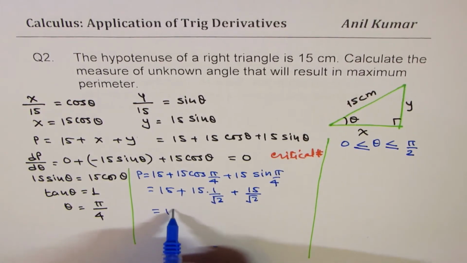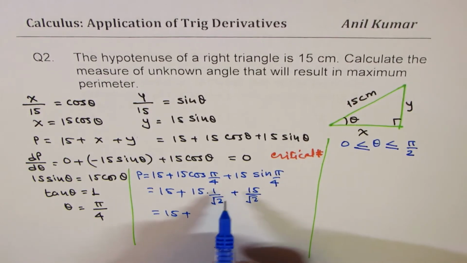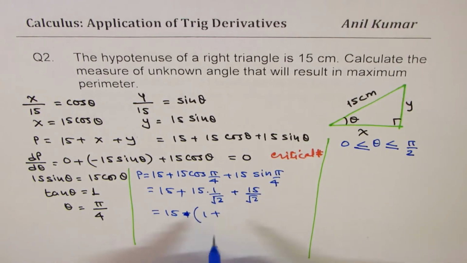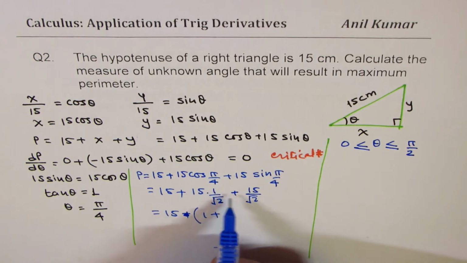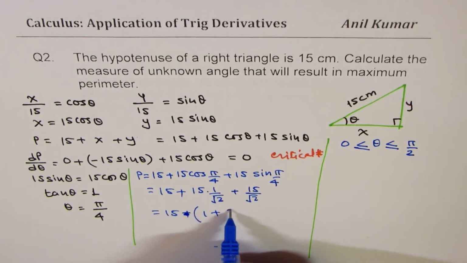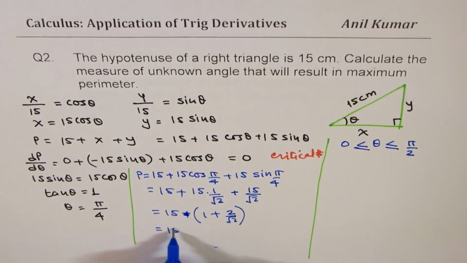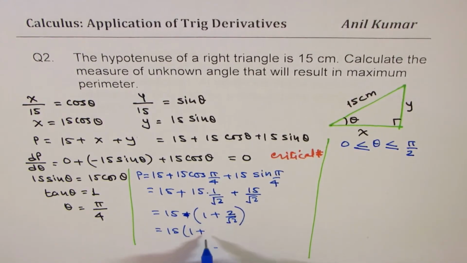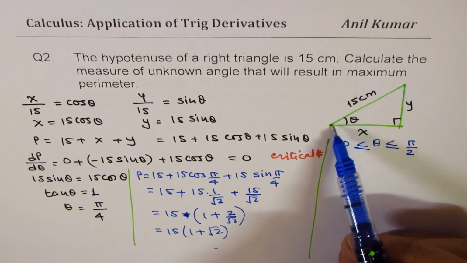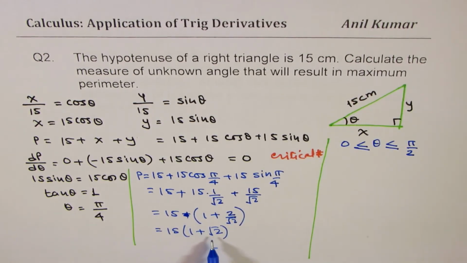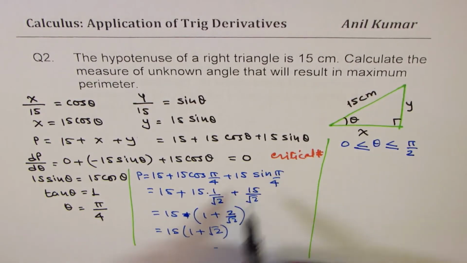So that gives you 15 plus 15 over square root 2 plus 15 over square root 2. If I take 15 common, I get 1 plus 1 plus 1 as 2 over square root 2, or we could write this as 15 times 1 plus square root 2. Is it okay? So that becomes the perimeter: the length of the hypotenuse times 1 plus square root 2. Now let us check if this is the maximum or minimum, because this is a critical number.